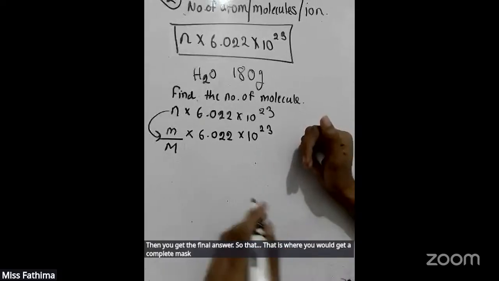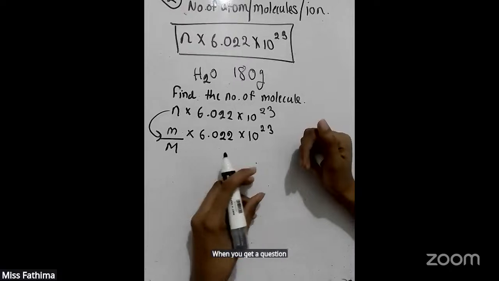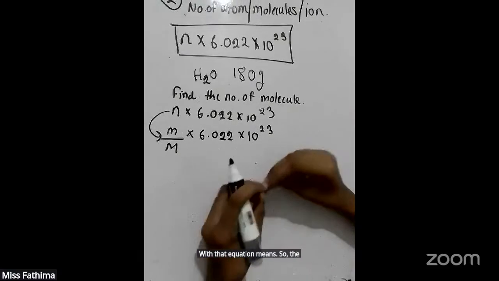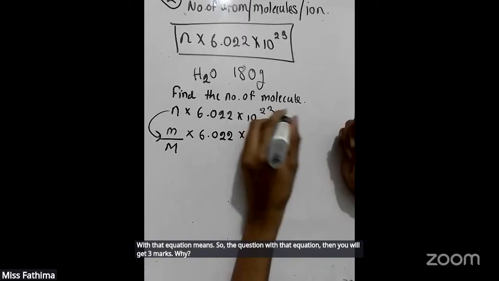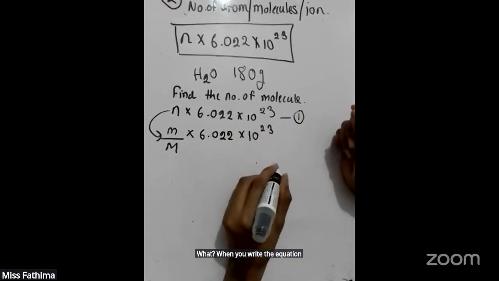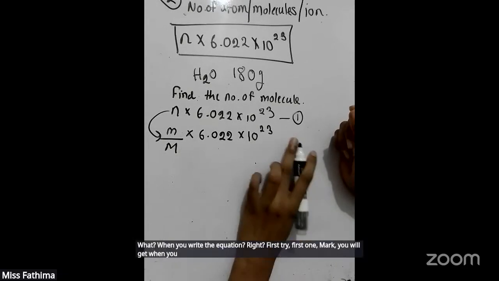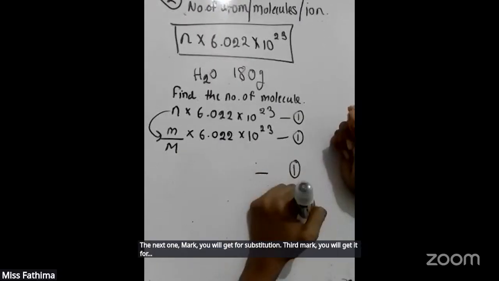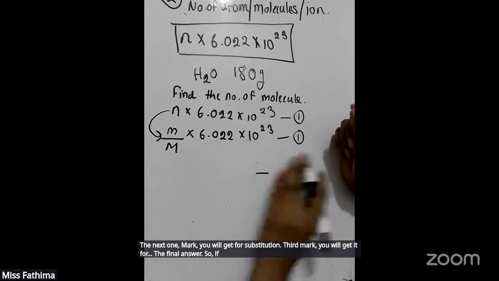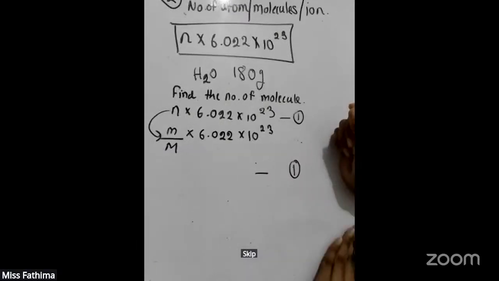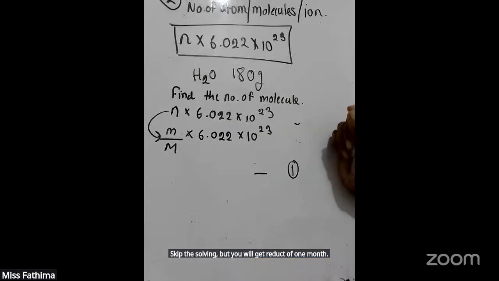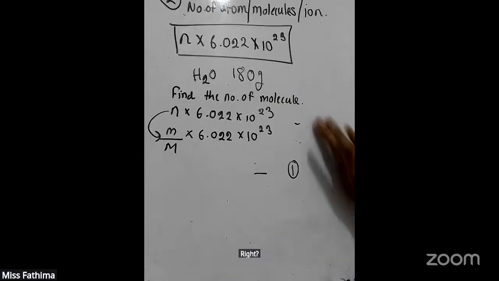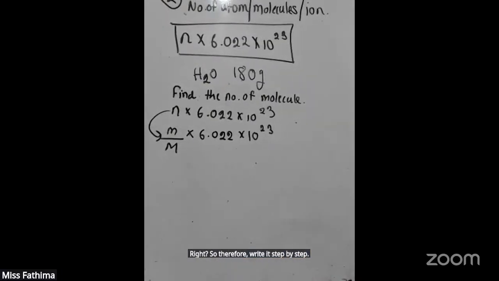Do you know that when you get a question relevant to an equation, and they are asking you to solve the question with that equation, you will get 3 marks? Why? First, 1 mark when you write the equation. The next 1 mark you will get for substitution, and the third mark for the final answer. If you skip the method, you will get a deduction of 1 mark. If you didn't write the equation, you will get a deduction of 2 marks, and you will get only 1 mark at the end of the day. So therefore, write it step by step so the examiner can understand what you have written.